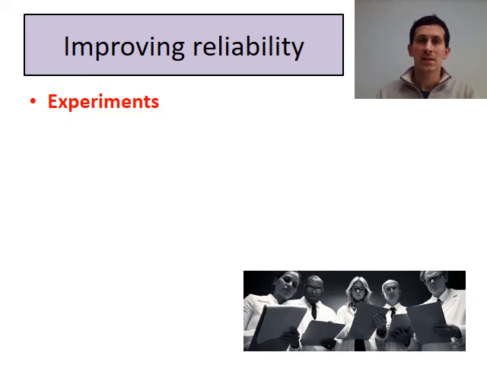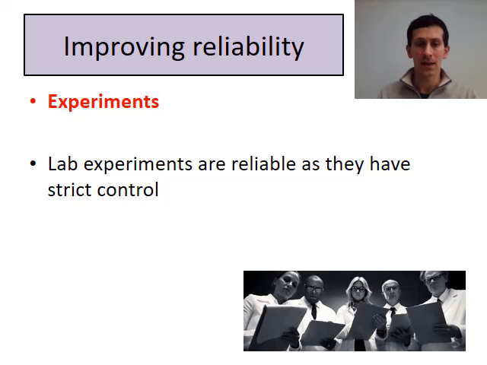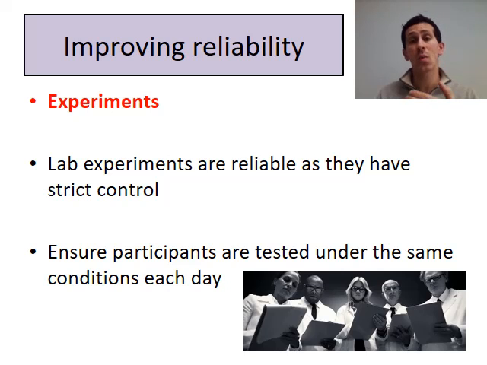We've also got to think about experiments. So when we're conducting a psychological experiment, how do we improve the reliability here? Well, lab experiments are generally quite reliable because they've got a high level of control. And one way to improve reliability is to ensure that all participants are tested under the same conditions every day. You try and keep the same conditions, you make sure you've got a standardized procedure that all participants follow.